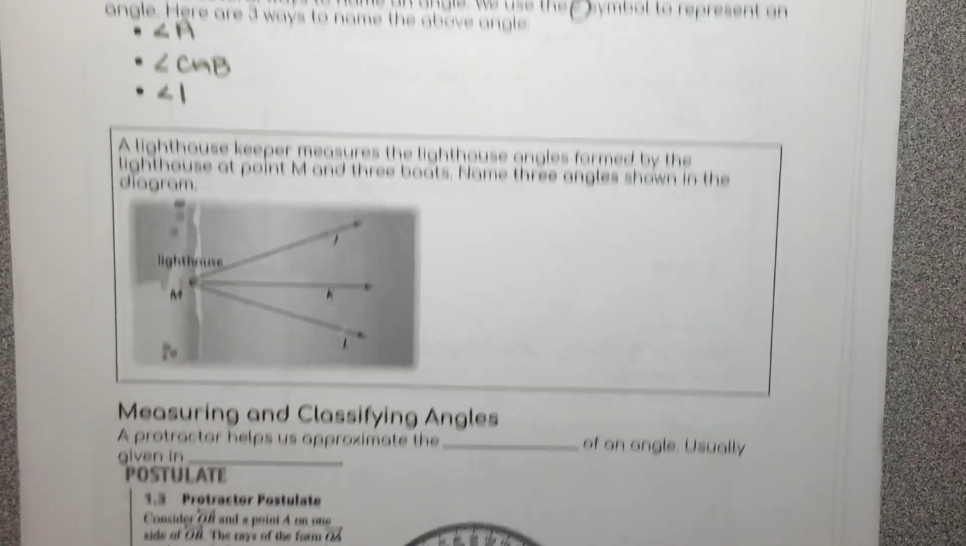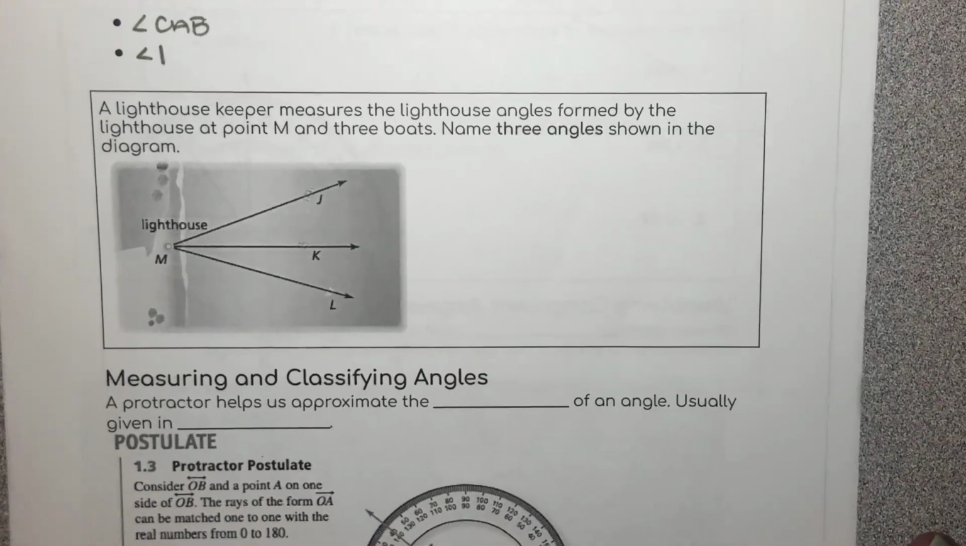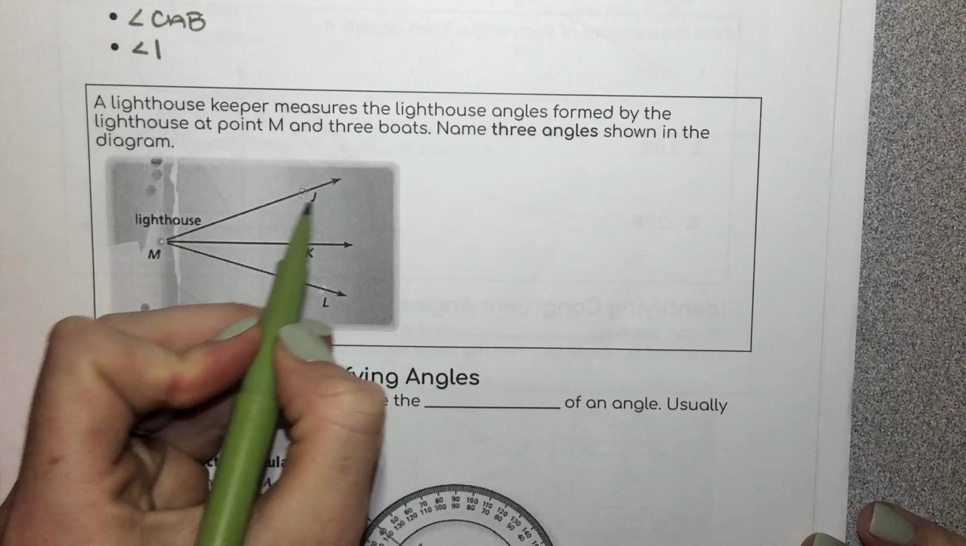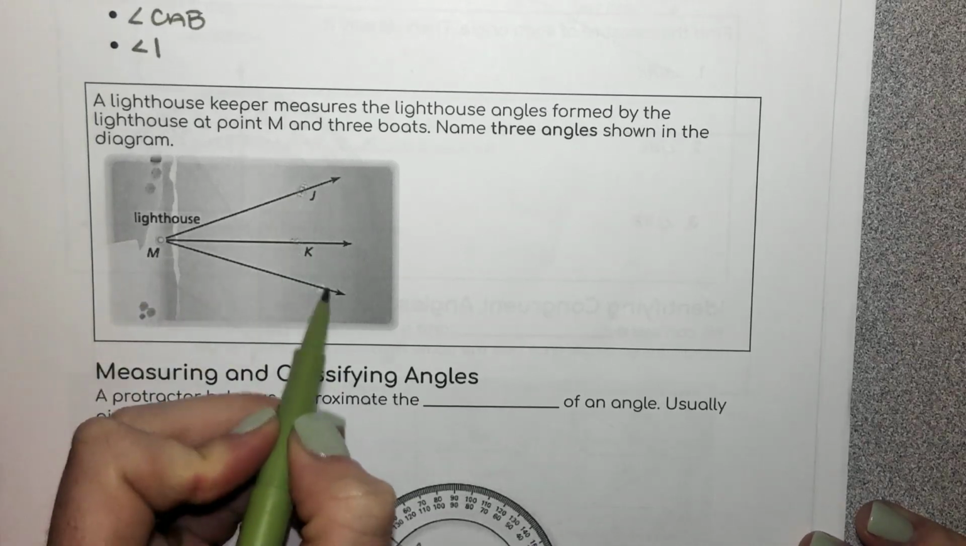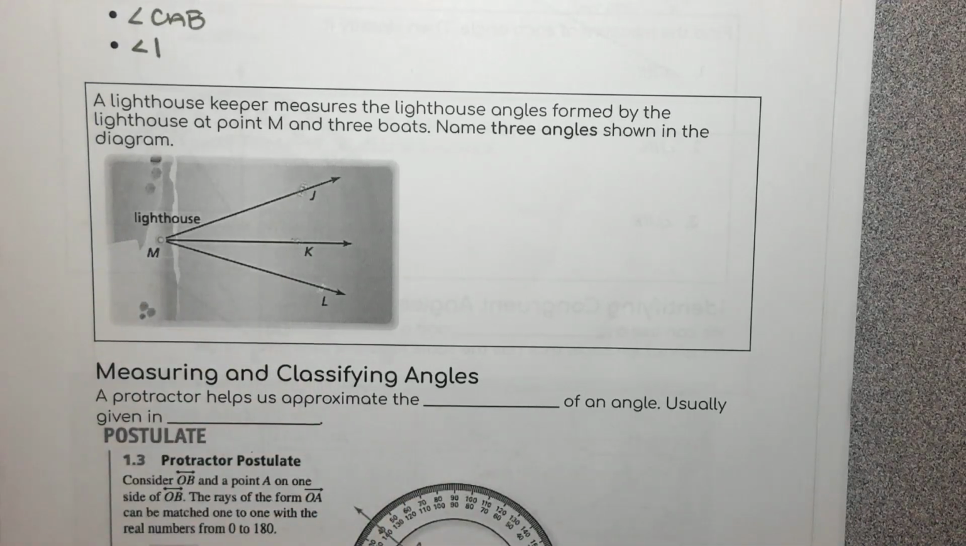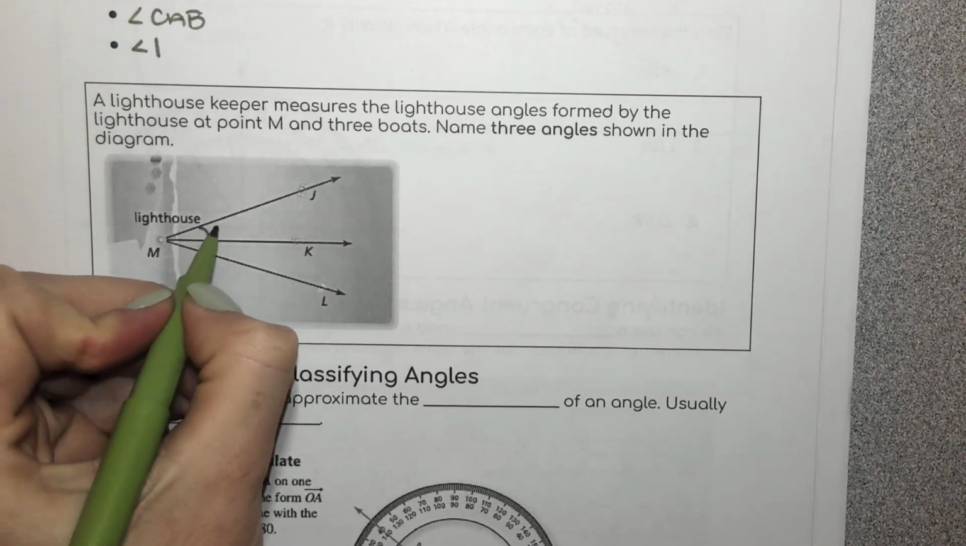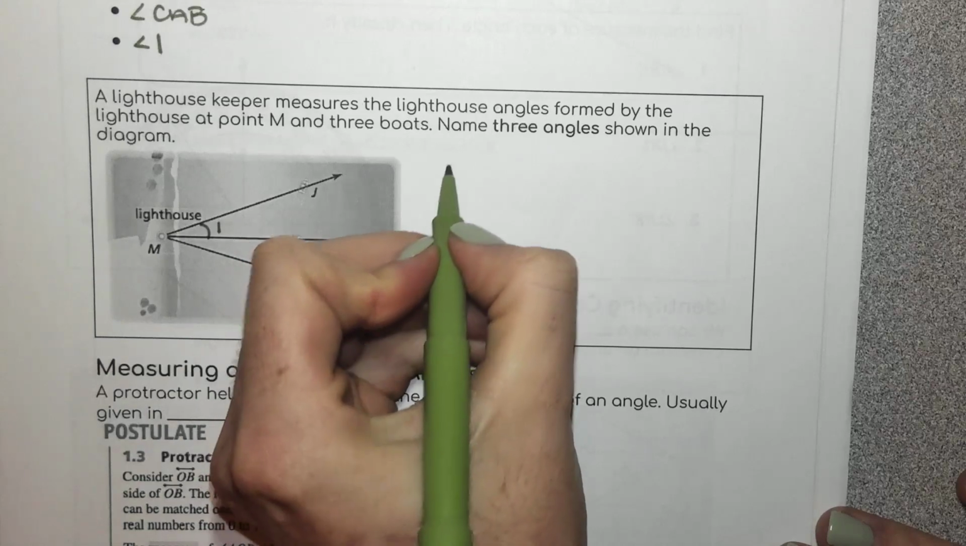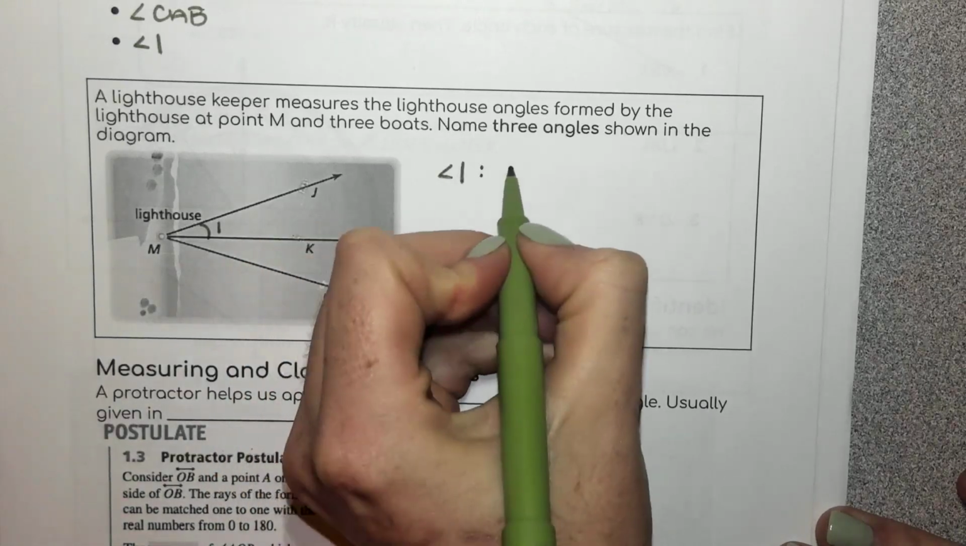Alright. We've got an example here. It says a lighthouse keeper measures the angles formed by the lighthouse at point M and 3 boats. So these are kind of hard to see, but there's a boat at J, a boat at K, and a boat at L. Name 3 angles that you see in the diagram. Alright, so how would we name this first angle? I'm going to call it angle 1, but I want you to give me the 3-letter version of that angle. KMJ. So angle 1 is what?